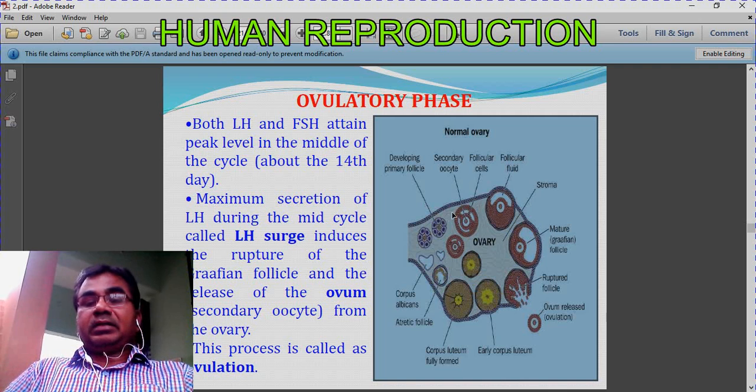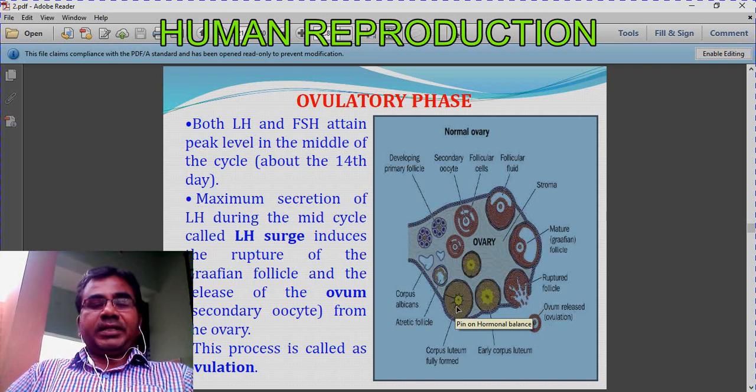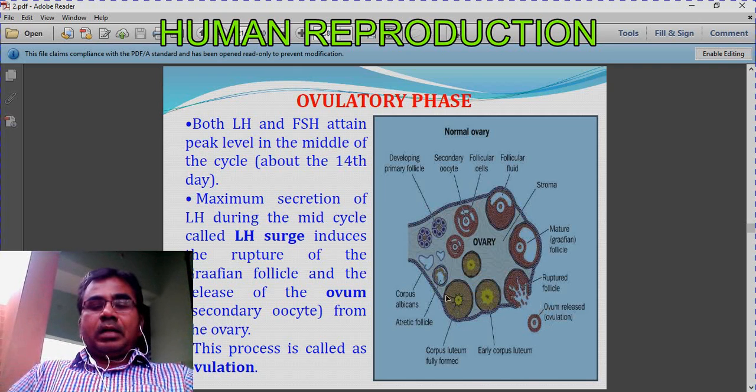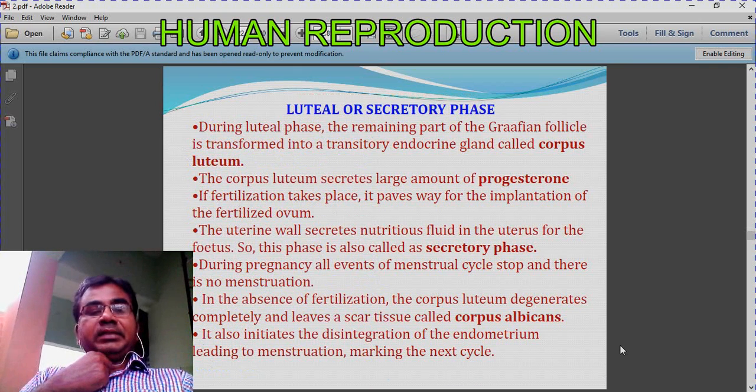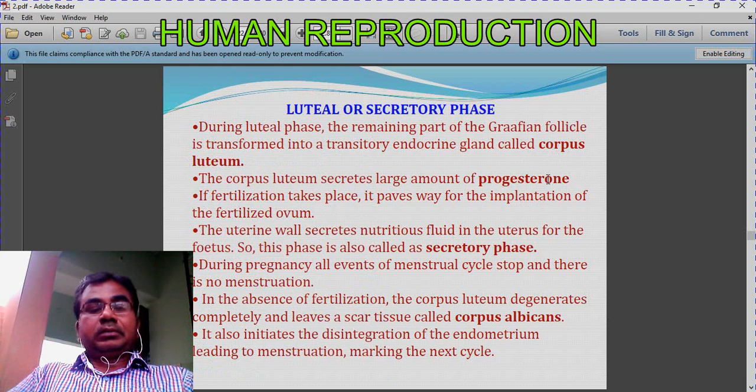Primary follicles, secondary follicles, and then here the mature Graafian follicle. Now the ovum is released, and after that the empty Graafian follicle is called corpus luteum, and after that it will become corpus albicans. Okay, and this corpus luteum secretes a large amount of progesterone hormone that is needed for implantation. That is very much needed for implantation.